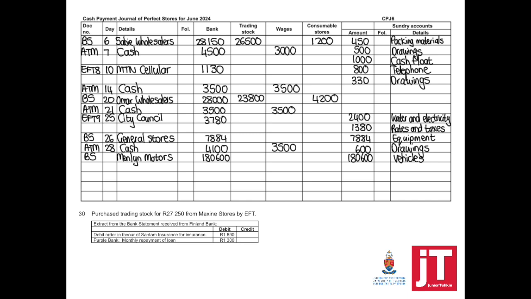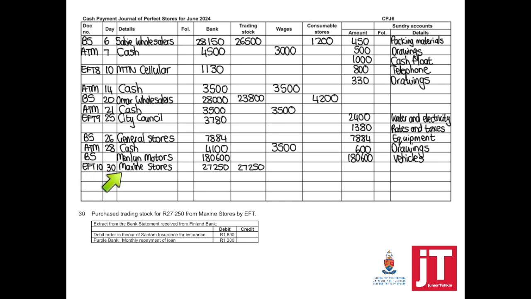On day 30, purchase trading stock for 27,250 from Maxi Store by EFT. So the first part of this transaction is EFT, because they paid by EFT. That's my source document, and now it must be in numeric order, so the next number is 10.